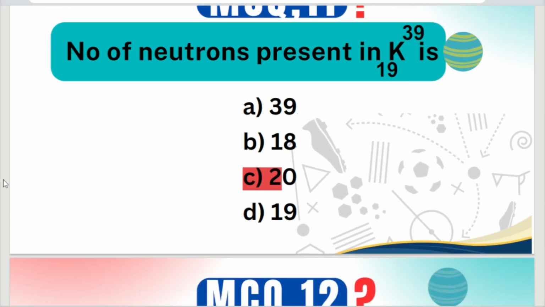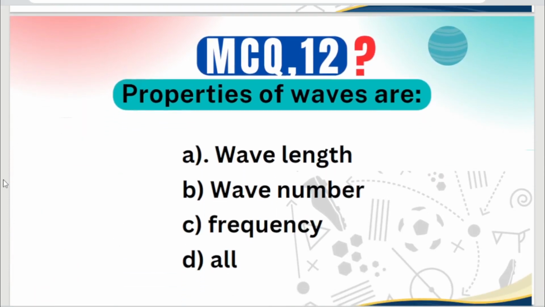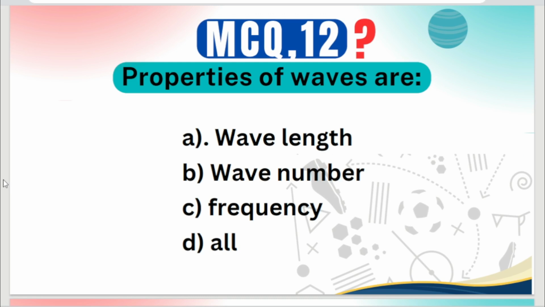Now we are on question 12, and the properties of the waves. Here three properties are given, and we know wavelength, wave number, frequency. All of these are properties of the wave. This is a very simple question.